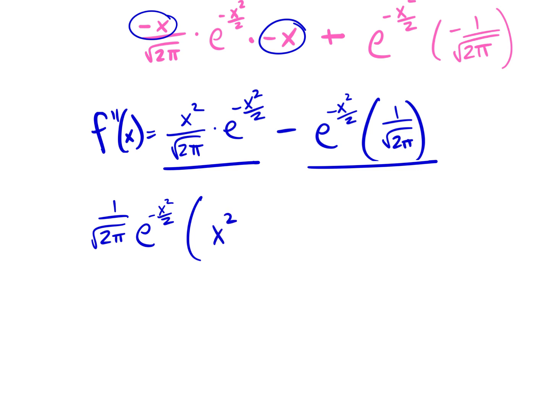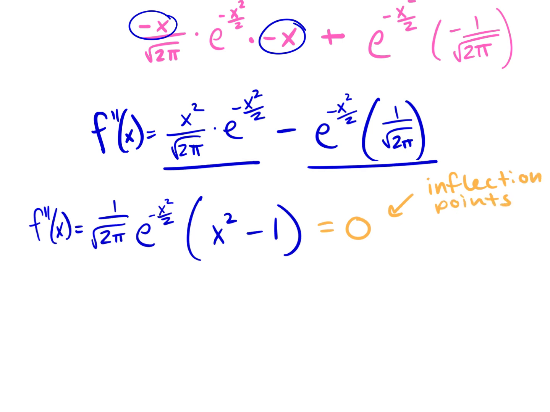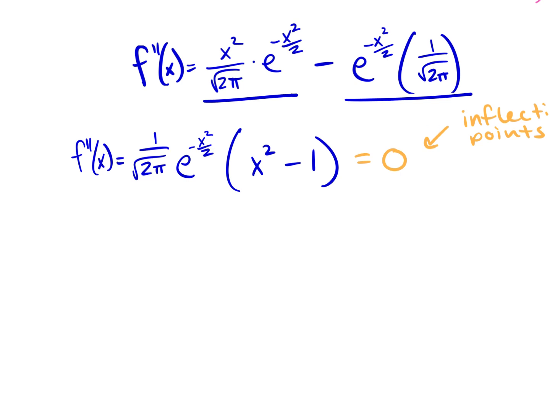Just x squared? Minus 1, perfect. So this would be our second derivative now. So to find our inflection points, we would want to set it equal to 0. So we set the second derivative equal to 0 to find the inflection points. We're going to do the second derivative test. So we can set e to the power of negative x squared over 2 over square root 2 pi equal to 0 and x squared minus 1 equal to 0.